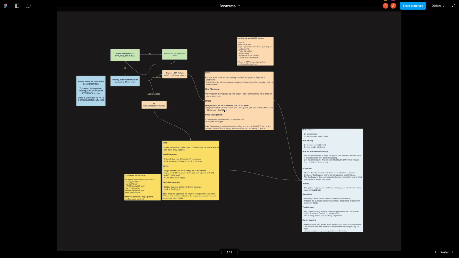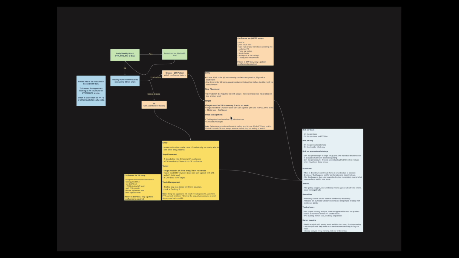Back here. Okay, so this is how I am managing my trades, and there is a note for that. Being too aggressive will result in trailing stop hit. Use 30-minute FTR and look for 30-minute fail swing to trail stop. The FTRs are the clusters once again. Always assume a small stop run and try to avoid it. Exactly what I talked about.